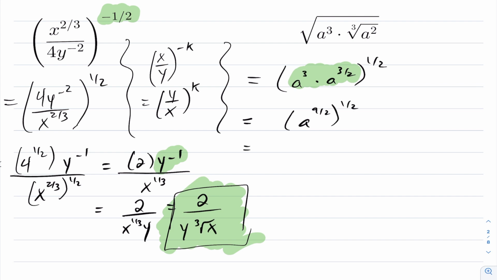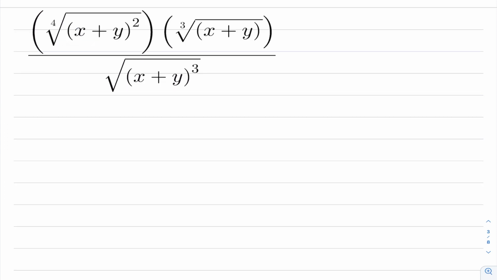And you'll notice here that now we have power to a power, 9/2 to the power of 1/2. Power to a power, we multiply. This becomes a to the power of 9 over 4. And now it is simplified. All right, let's take a look at the next example here.